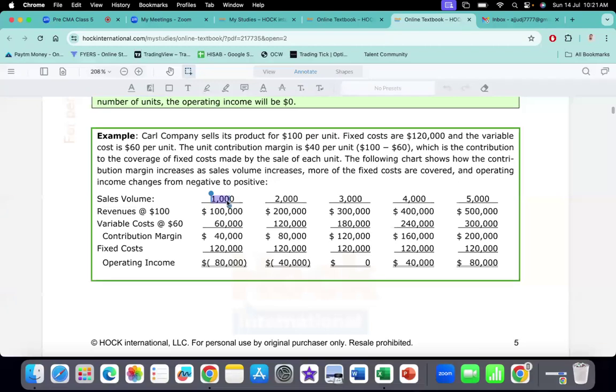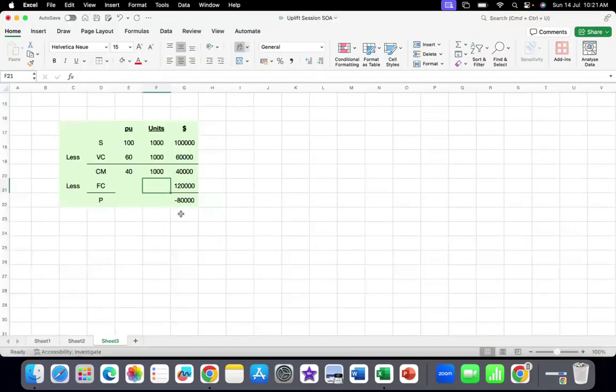So the sales volume is 1000 and your selling rate is 100. So 1000 into 100, this is going to give you 1 lakh or 100,000, minus your fixed cost. Contribution margin minus your fixed cost is going to give you an operating income of negative 80,000. So this is your negative 80,000, which is there now.